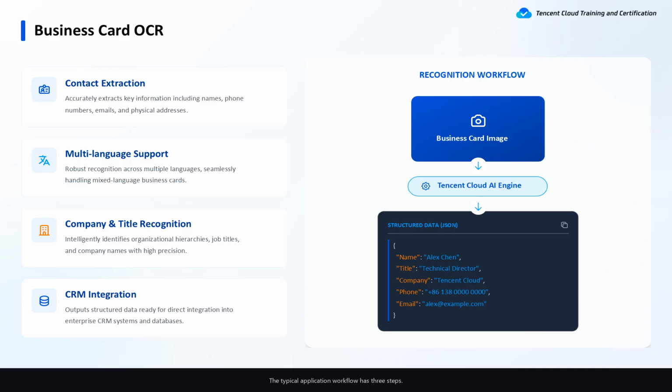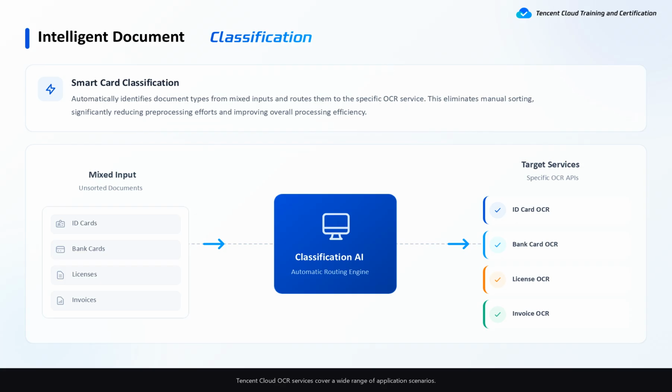The typical application workflow has 3 steps. Step 1. Capture the business card image via mobile device or scanner. Step 2. The AI recognition engine extracts and structures all fields. Step 3. Output the structured data in JSON format and write to the CRM system or contacts database. This workflow allows sales professionals to complete digital archiving of card information within seconds of a meeting rather than spending time on manual entry at the end of the day, directly improving the data completeness and timeliness of customer relationship management.